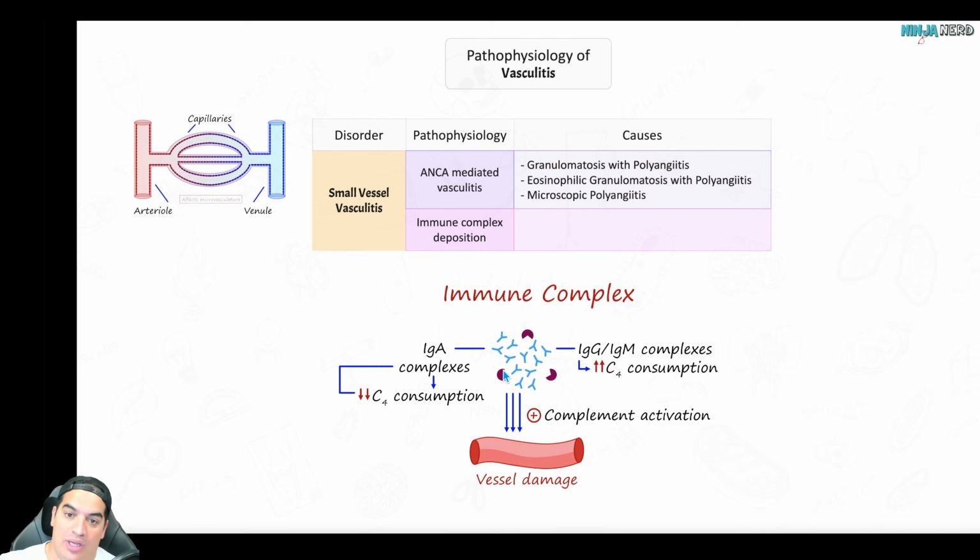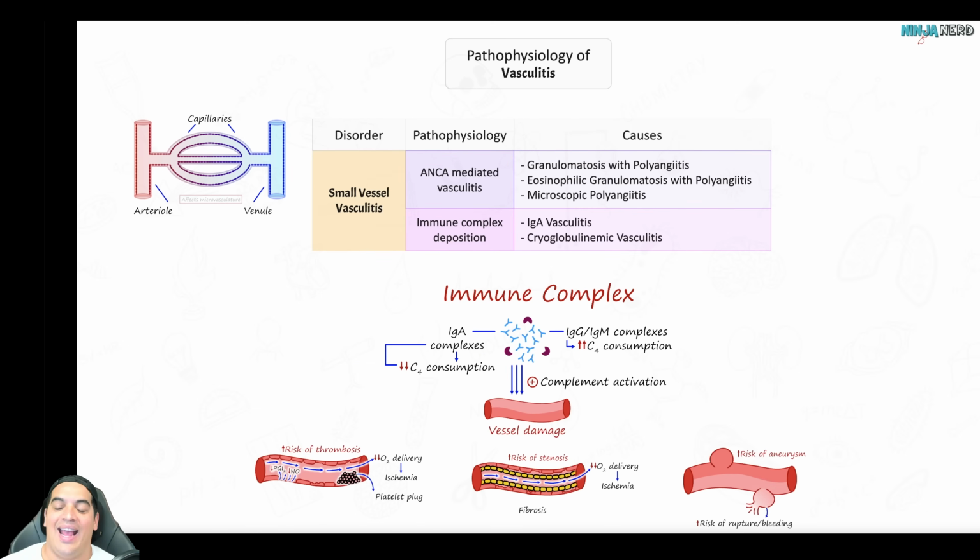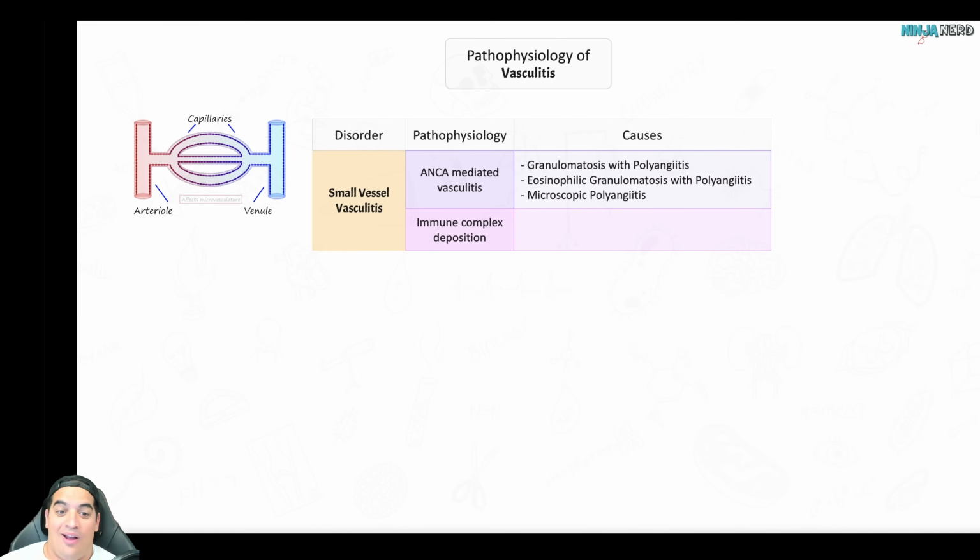It can do that by pulling in macrophages to enhance opsonization. It can release C3a, C5a, a bunch of different inflammatory molecules or chemokines that attract in more white blood cells. Either way, this is going to precipitate pretty massive injury, vessel damage that's going to lead to, you guessed it, thrombosis, stenosis, and increased risk of aneurysm. All right, my friends, so now we move on to the next one, which is immune complex deposition.